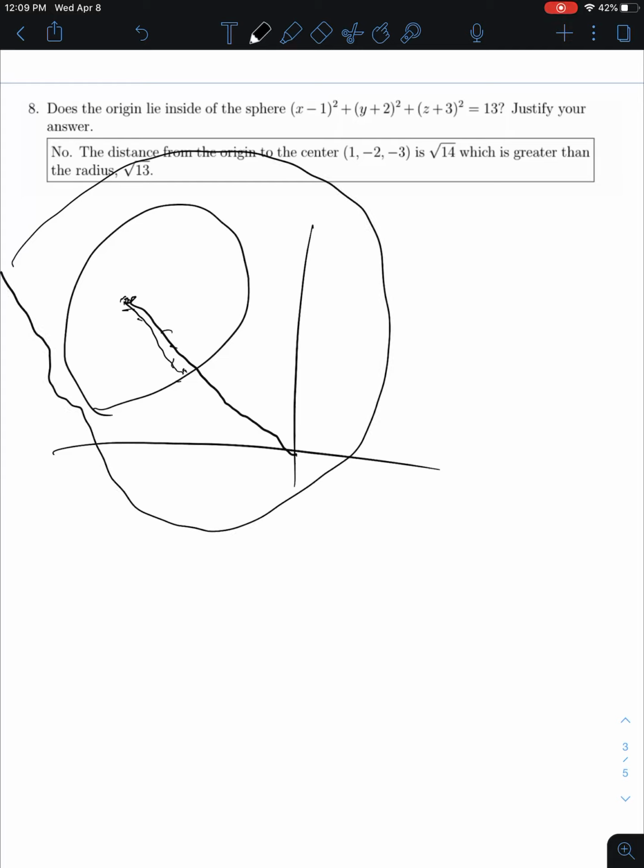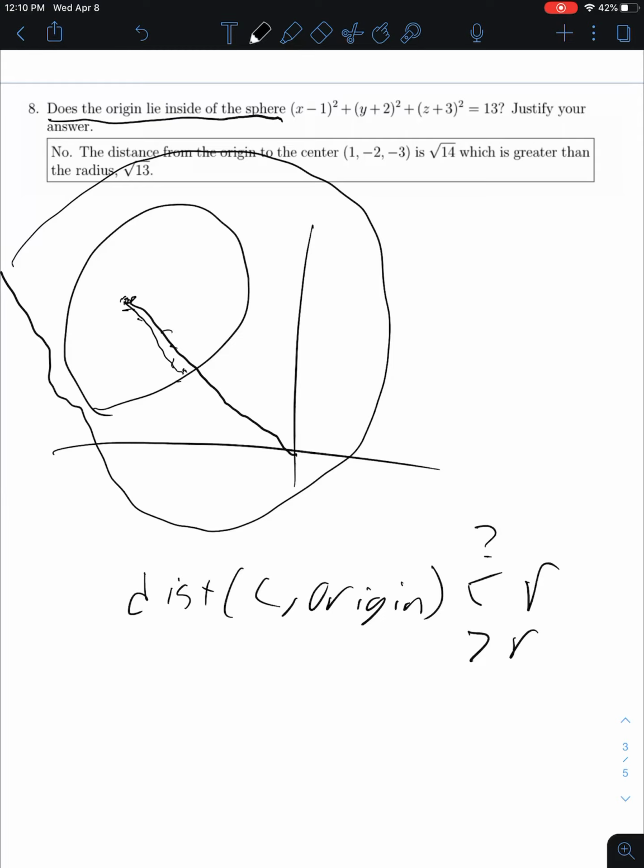So ultimately, the question, does the origin lie inside this sphere, boils down to the question, is the distance between our center and the origin less than the radius, or is it greater than the radius?